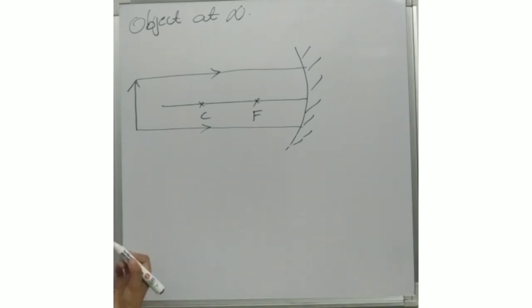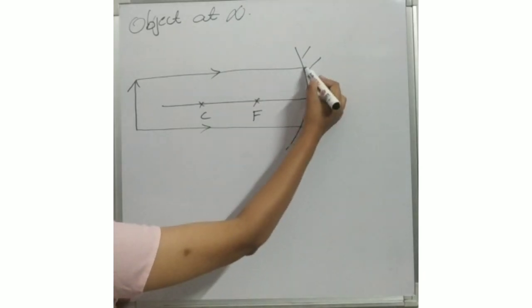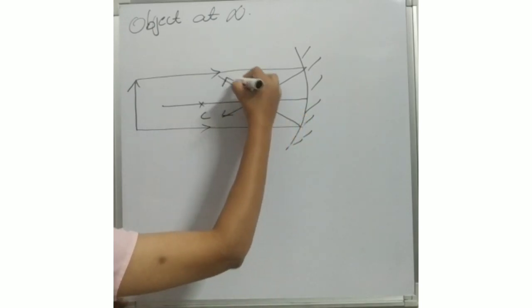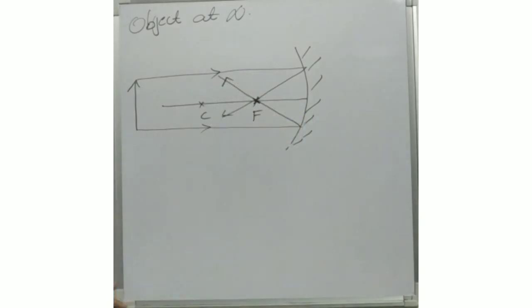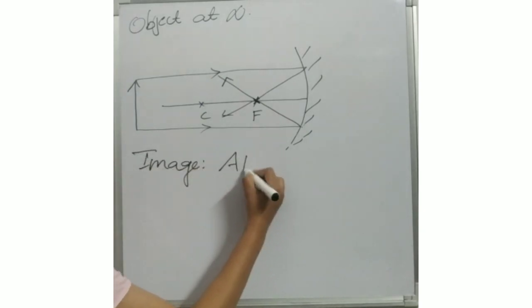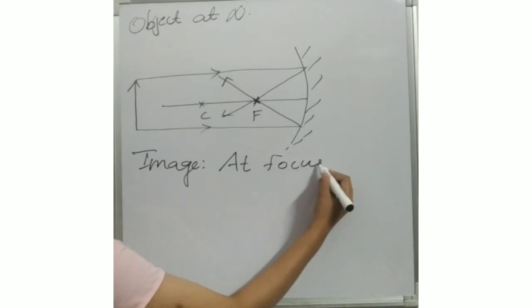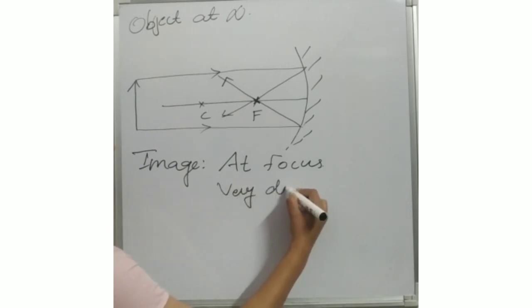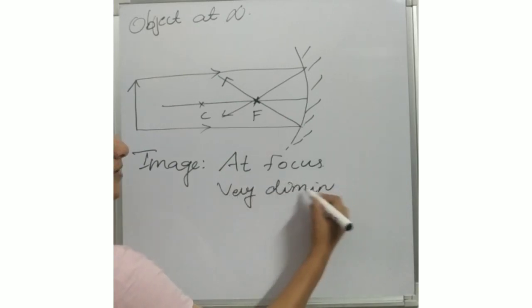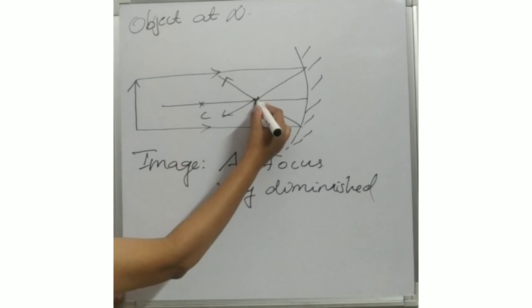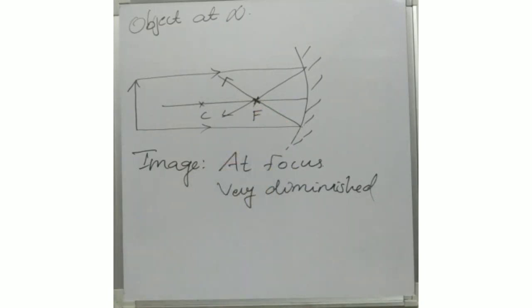If a ray comes parallel to the principal axis, it will reflect through focus. So this also reflects through focus. So we are getting the image at the focus. The image is obtained at focus and its size is very small or very diminished, or point sized. It is a point sized image, very small in size, and it is real.